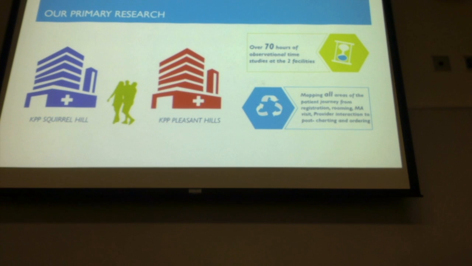Throughout the process, we have been doing observations. These all took place before the last presentation. Again, we did over 70 hours of observations at the 2 different sites, Squirrel Hill and Pleasant Hills, and this involved mapping all areas of the patient journey, including registration with the front desk, rooming for the MAs, provider interactions, and then charting and ordering of tasks for MAs as well.